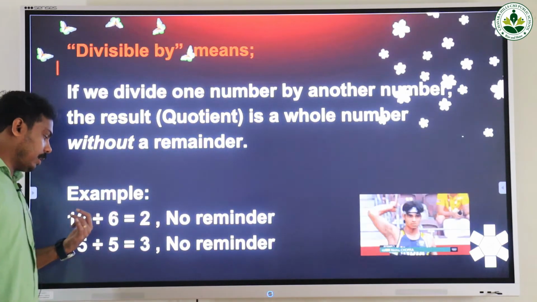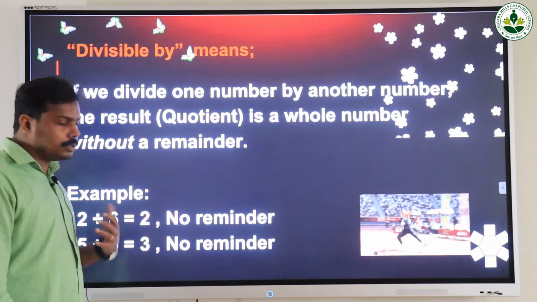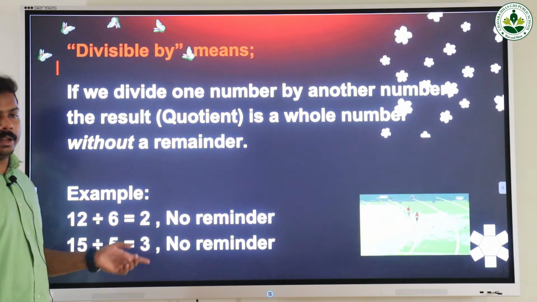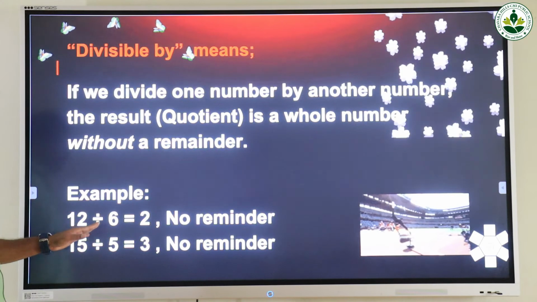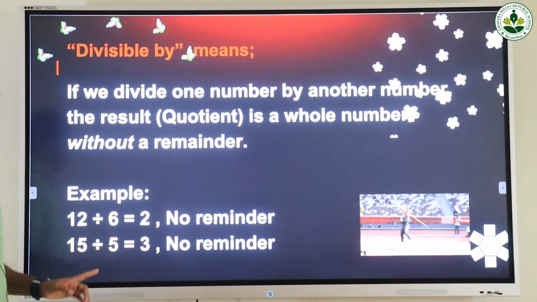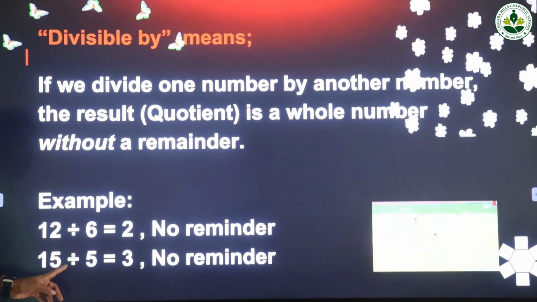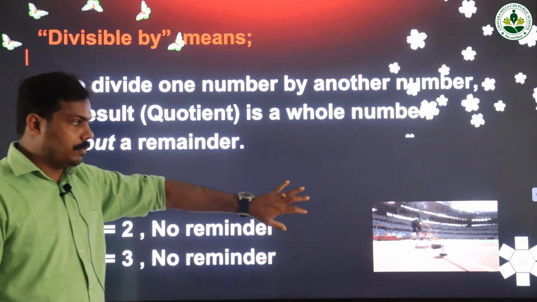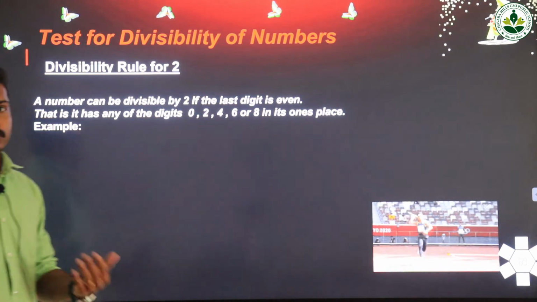Whole numbers start from 1, 2, 3, etc. And here is an example. 12 divided by 6. If we divide 12 by 6, then we get 2. 6 into 2 is 12. 12 divided by 6 is 2. Remainder is 0. That means no remainder. This is called divisibility. Here we can say 12 is divisible by 6. In this case we can say 15 is divisible by 5.